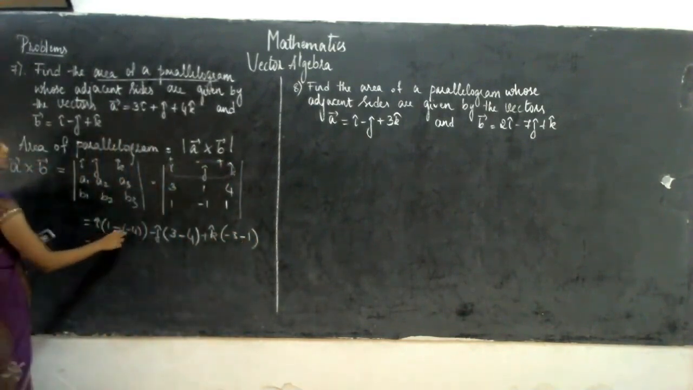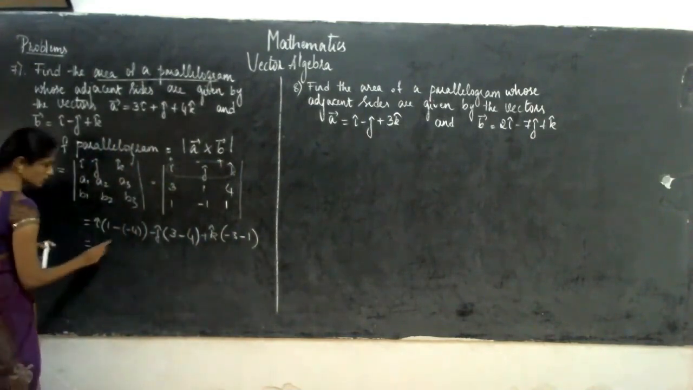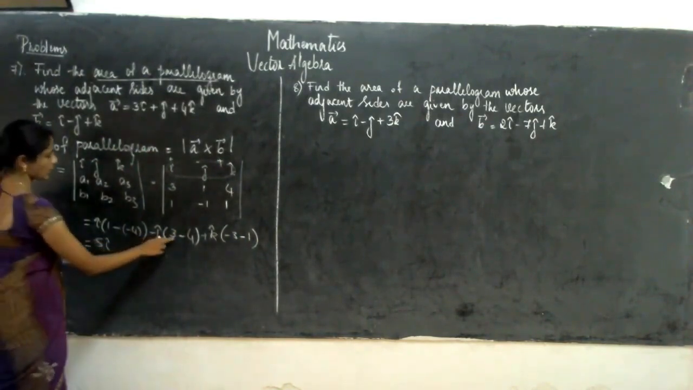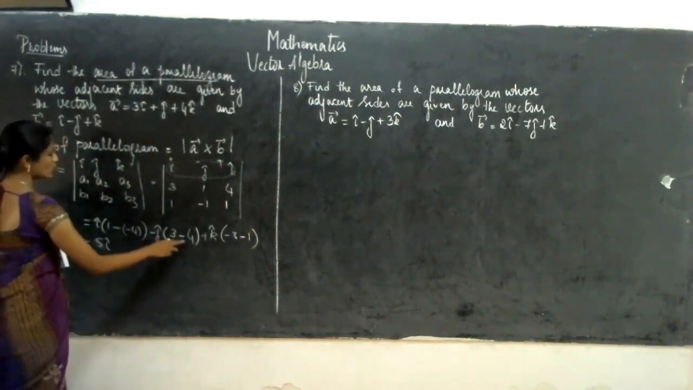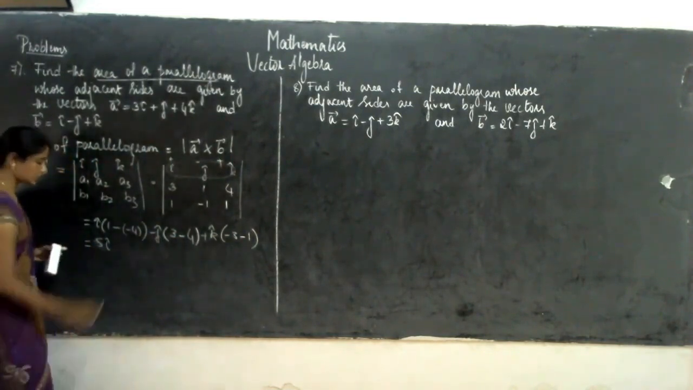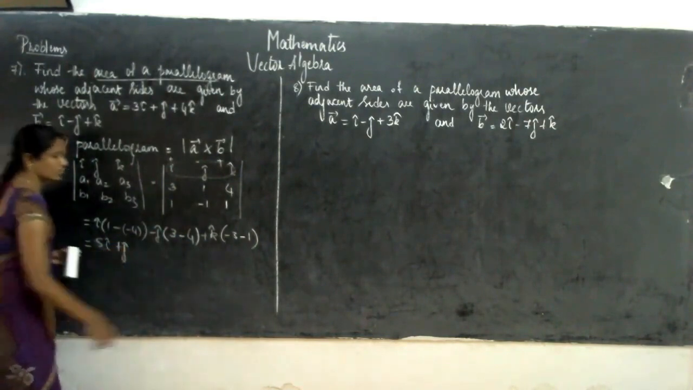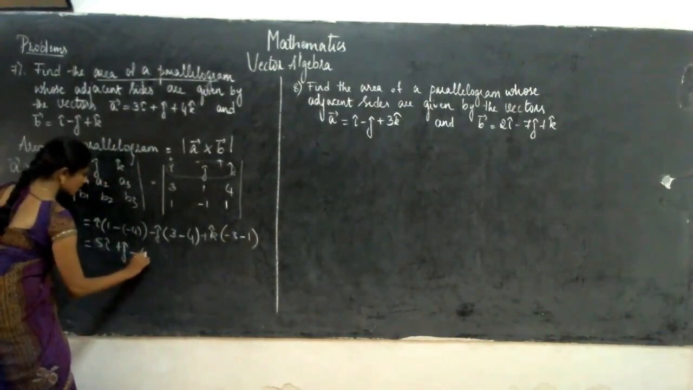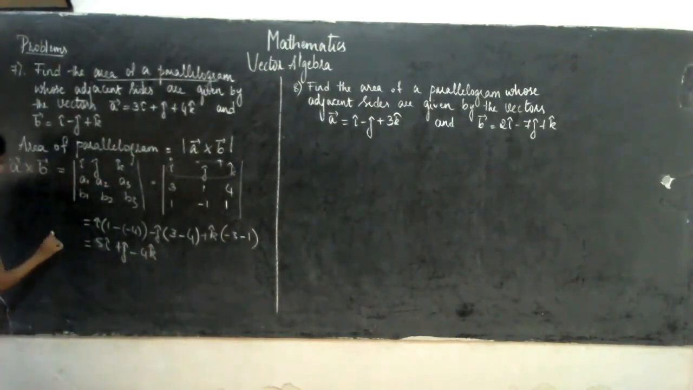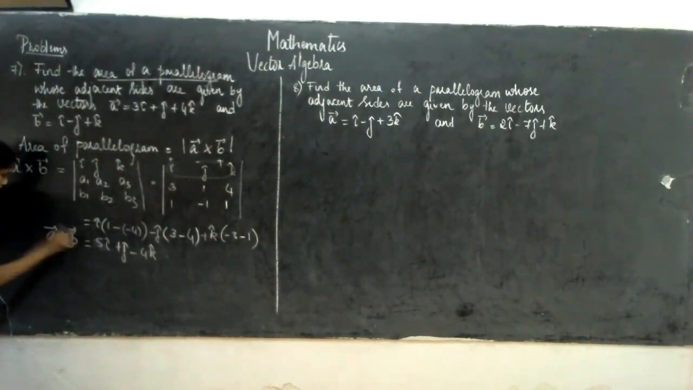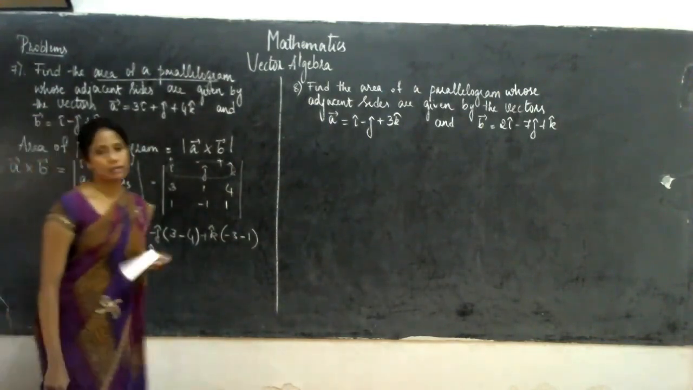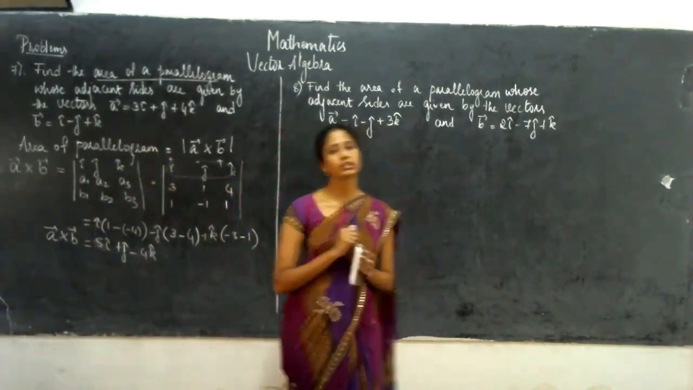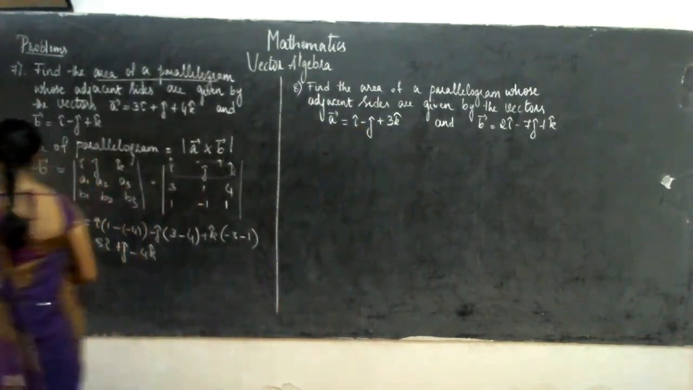Therefore, this is equal to 1 plus 4, so it will give you 5 I cap. Next we have 3 minus 4, it is minus 1, minus 1 into minus j cap, so plus j cap. Next minus 3 minus 1, minus 4 into plus k cap, it is minus 4 k cap. So now we have found the value of vector A cross vector B. But in order to find the area, we require the magnitude of vector A cross vector B. So let us find the magnitude.